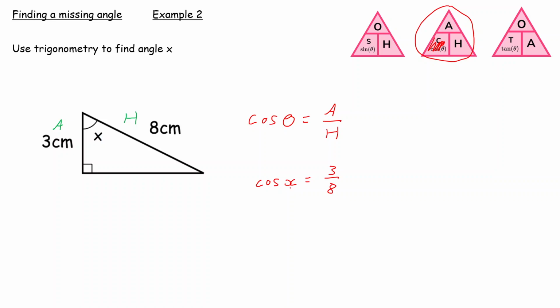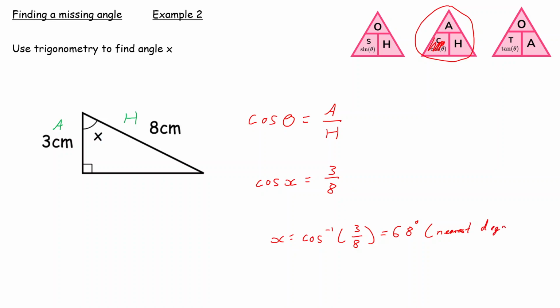To find x now, I've got to cos inverse both sides. So I write it as x equals cos inverse of 3 over 8, and then you put it into your calculator. This one will not be an exact value, it will be a decimal. So cos inverse 3 over 8, and you should get 67 or 68 degrees to the nearest degree.